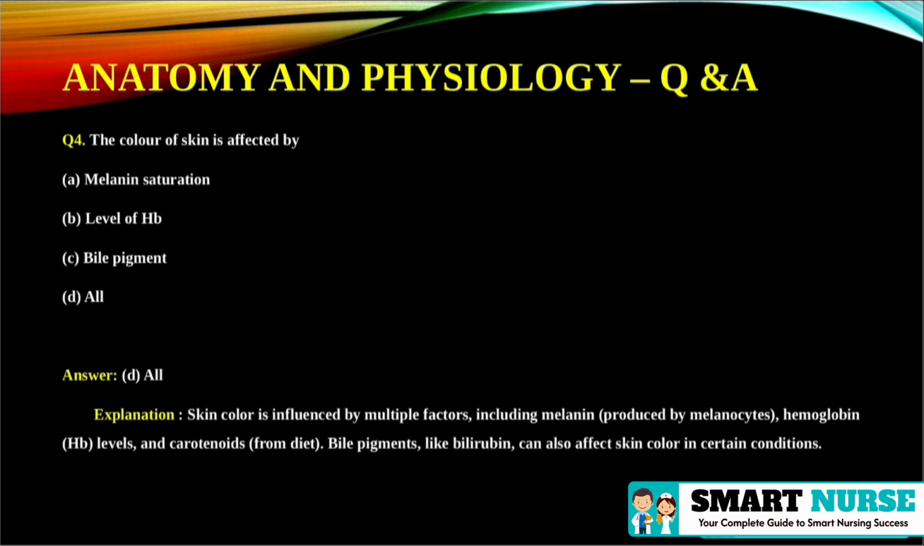Skin color is influenced by multiple factors including melanin produced by melanocytes, hemoglobin, that is our Hb level, and it even impacts our food pattern or our diet. Bile pigments like bilirubin can also affect skin color in certain conditions.